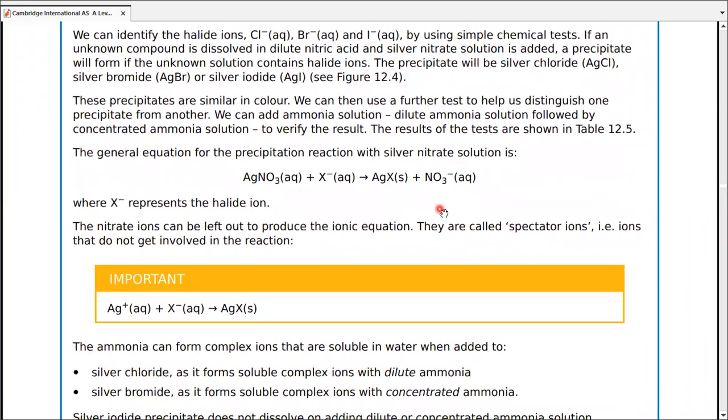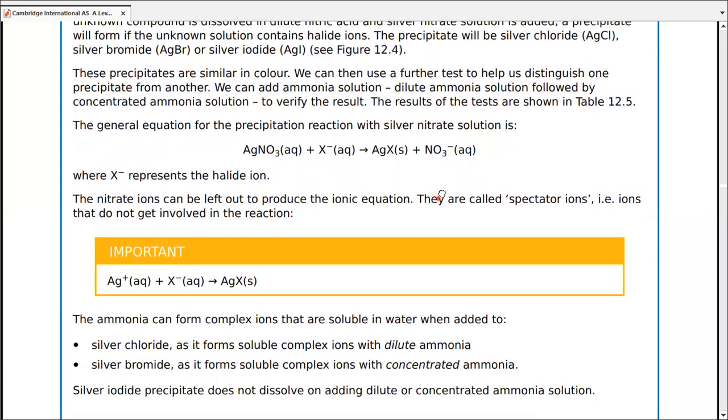These were very easy. Now, these precipitates are also a little bit similar in their colors when you're actually going to perform that. So what we do is use a further test to help distinguish one precipitate from the other. We can add dilute ammonia solution, followed by concentrated ammonia solution, to verify the result.